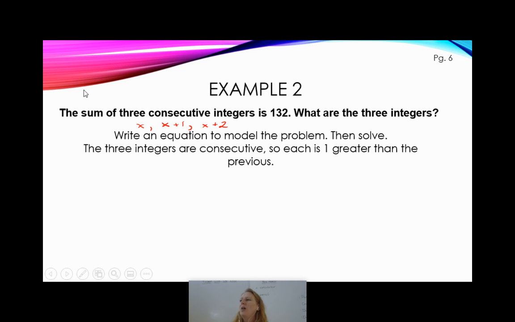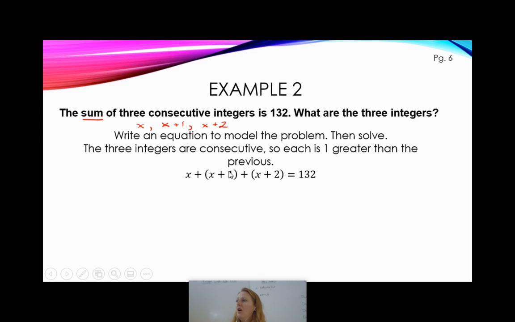Okay. So I want the sum of my three consecutive integers. Sum means that we need to add all three of these together. And of course, it should equal 132. So great. If the first number is x, the next one will be x plus 1.